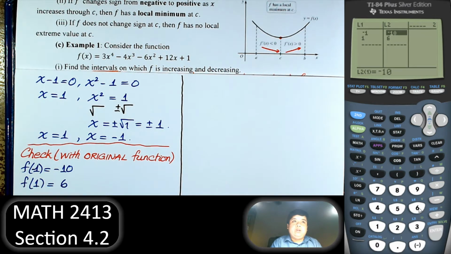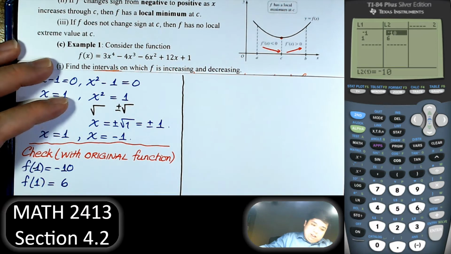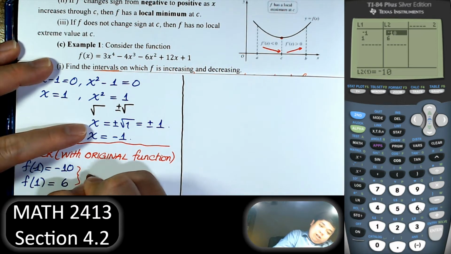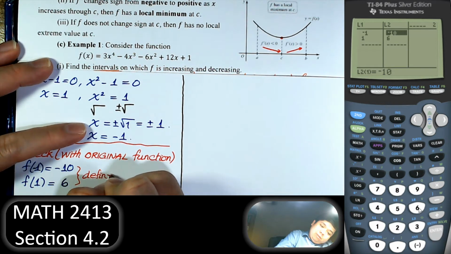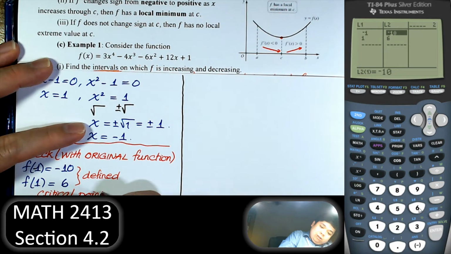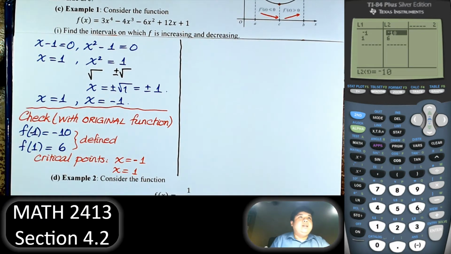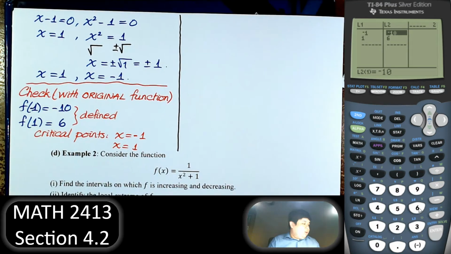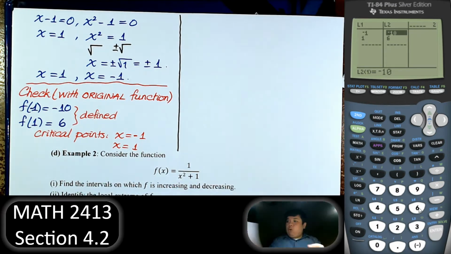Right, so we have those points. Of course, those are defined, so we have two critical points, right? We don't even need to write that, but that gives us the critical points, -1 and 1. Right. So that's the first step: find the critical points.